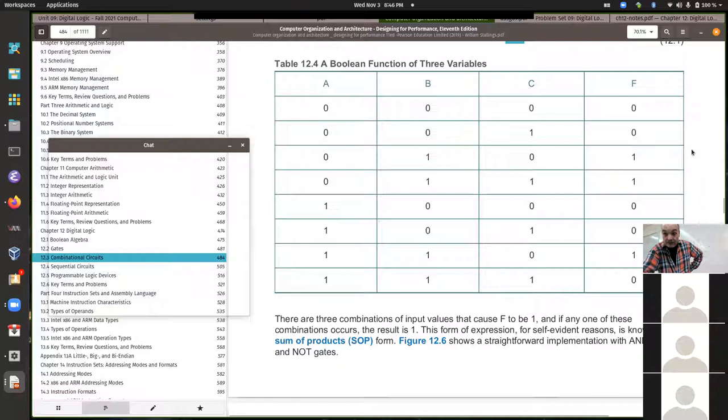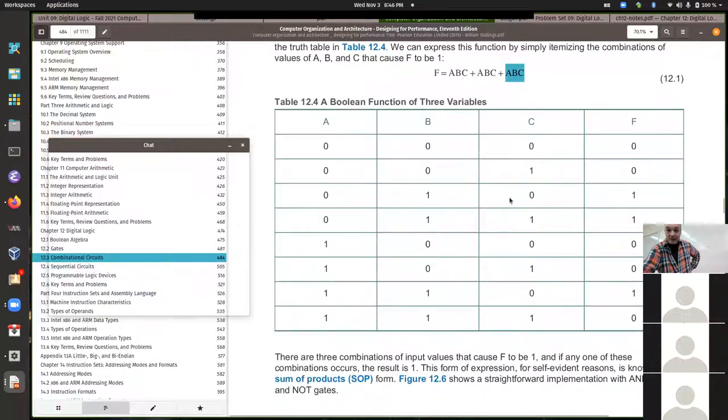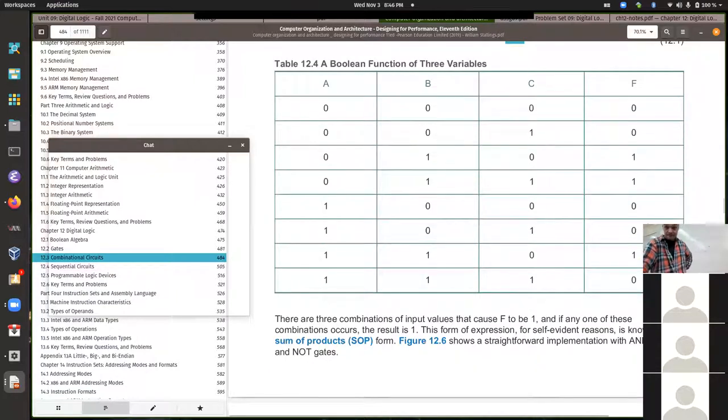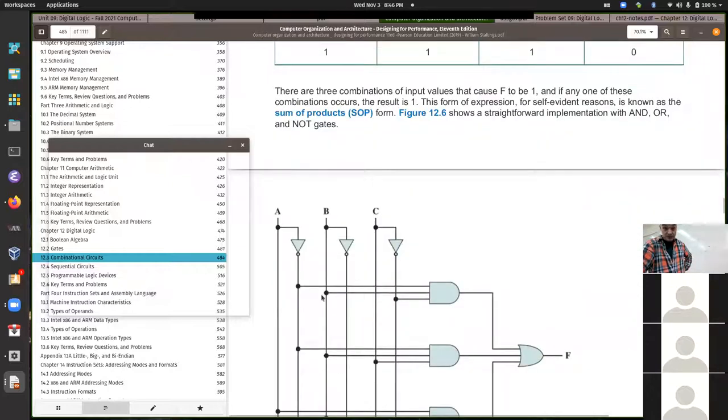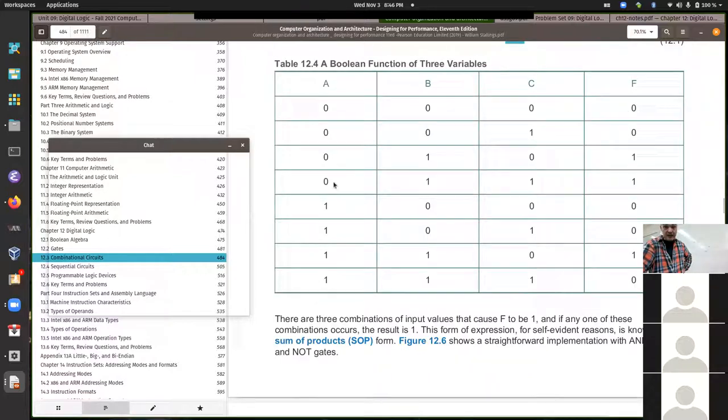Oh, so we can see it here. So F should be true when... I can't even see it on my own textbook here, but the table here gives us it directly. So F should be true when A and B are true and C is not true, or when A is not true and B and C are true, or when only B is true and A and C are not true, right? So for example, like the first one, when not A, not C and B, right? So that's going to be not A, not C and B, right?